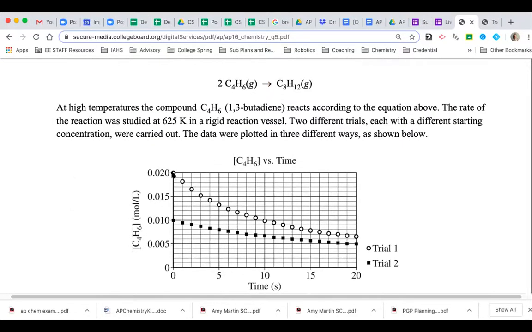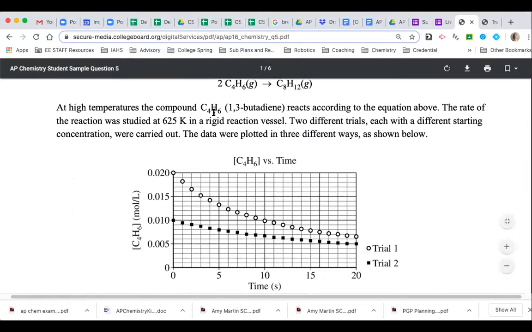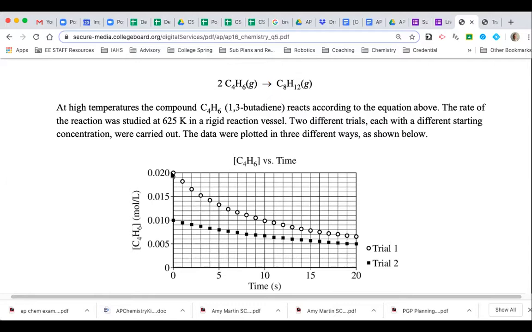At the very beginning of the reaction, there is 0.02 moles per liter. So they're saying, okay, let's just say we have 1 liter, because they don't tell us how much there is, right? And that means there's 0.02 moles. So then you can do PV equals nRT, because you have 0.02 moles, you have 1 liter, you have 625 Kelvin, and you have R. So then the only thing that's missing is P.